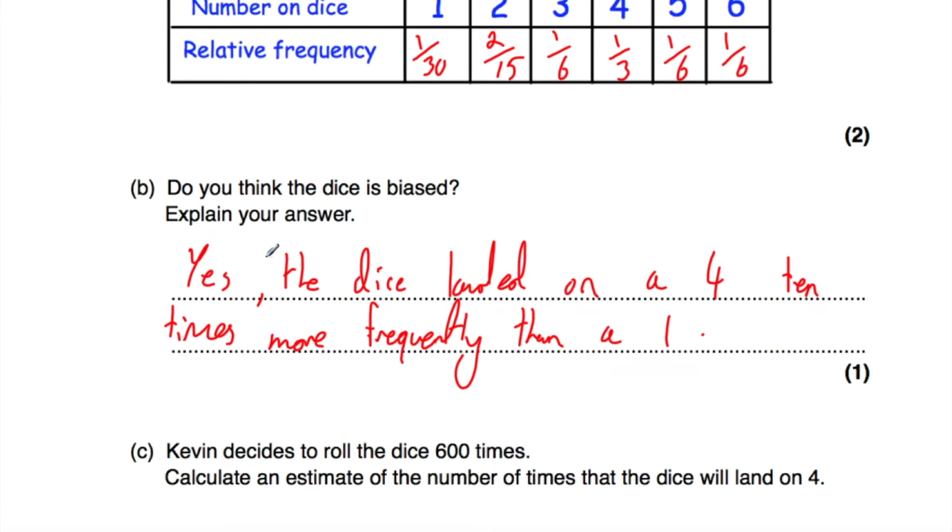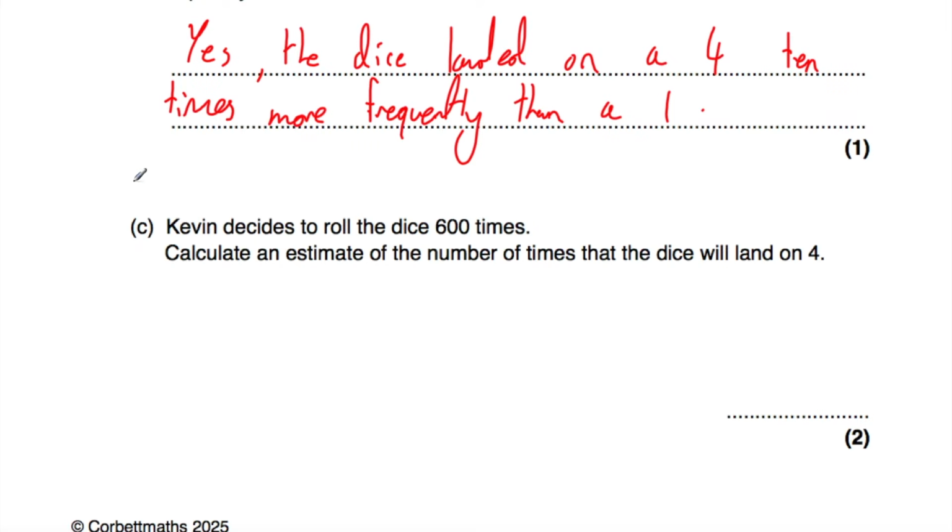And that's it. I've just explained that yes, I do think the dice is biased because the dice landed on a 4 10 times more frequently than a 1. And then if we go down to part C, it said that Kevin decides to roll the dice 600 times. Calculate an estimate of how many times the dice would land on the number 4.